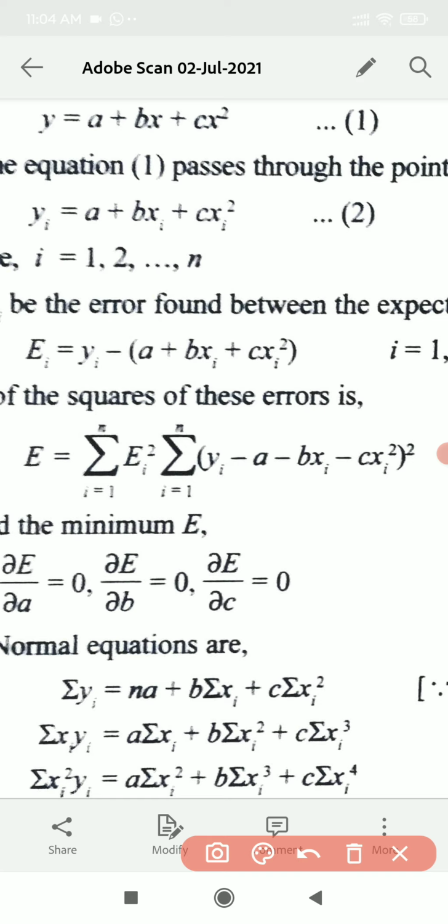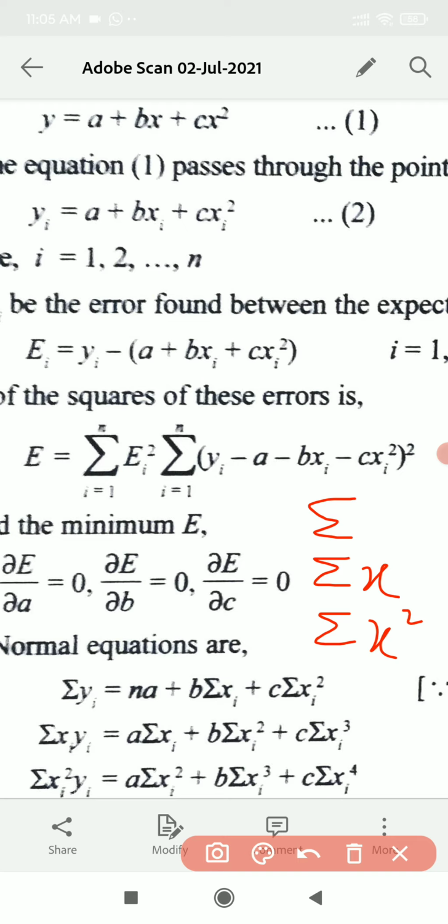Now first you will put summation on both sides. Second, you will put summation of x on both sides. Third, summation of x square on both sides. What I told is: first summation, then summation x, then summation x square. Remember this to get the equation.